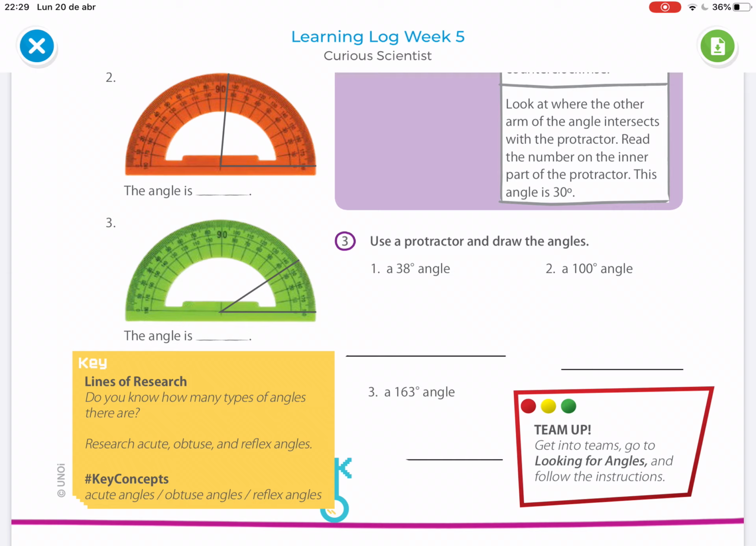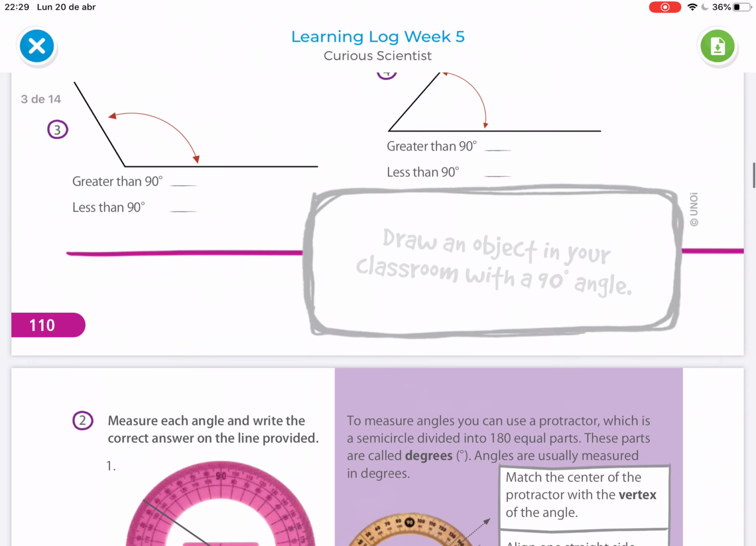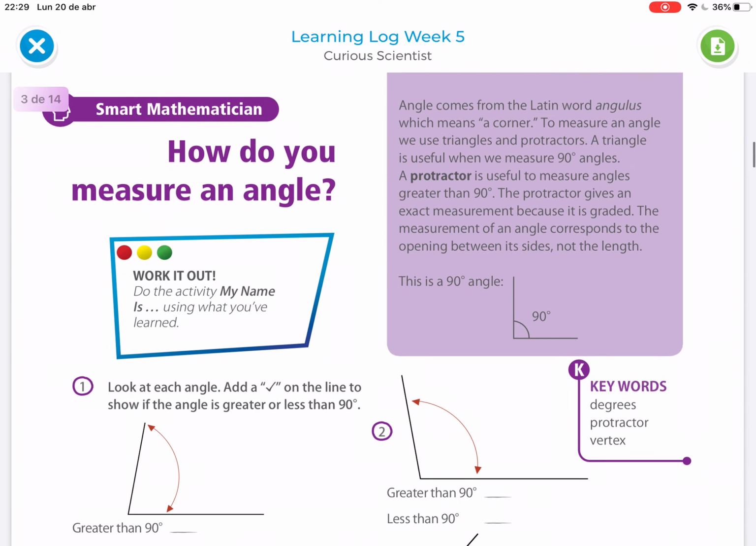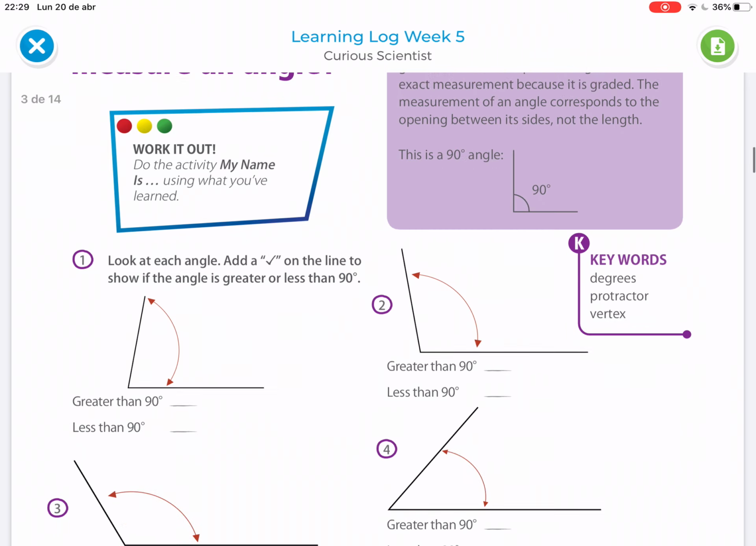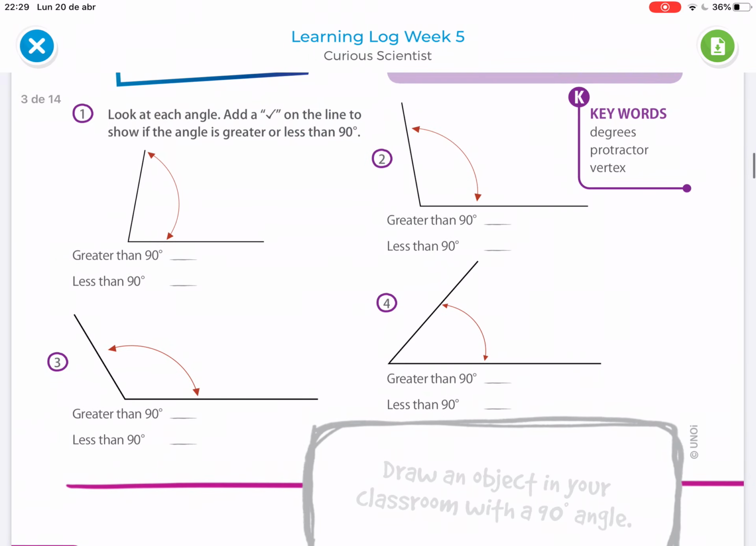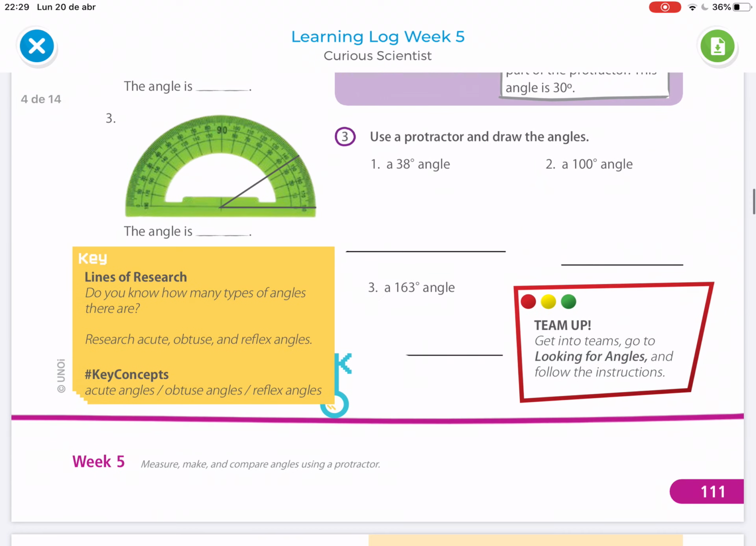Now number 2 says 100-degree angles. Now keep in mind that right here in the middle it says 90. So if we go back to the other page, it says this is a 90-degree angle. So pretty much the 100-degree angle would be just like right here on example number 2, which is greater than 90 degrees. So just go ahead and draw the angle, which will be a 100-degree angle.